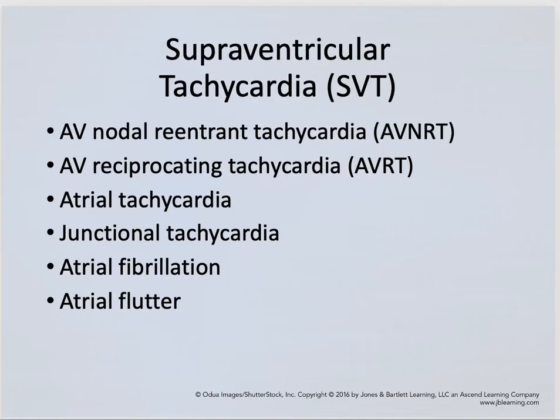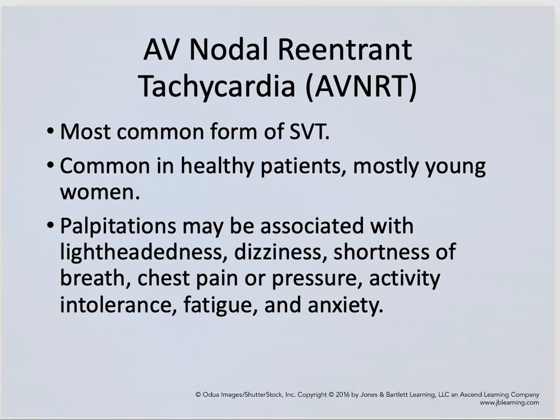Something else that can happen is called SVT. This is supraventricular tachycardia. So we'll look at AV nodal reentrant tachycardia, AV reciprocating tachycardia, atrial tachycardia, junctional tachycardia, atrial fibrillation, flutter. So we have a bunch we're going to look at, right? So first one is AV nodal reentrant tachycardia, AVNRT. Very common form of a run of SVT, right?